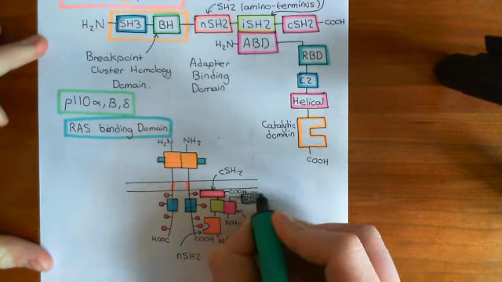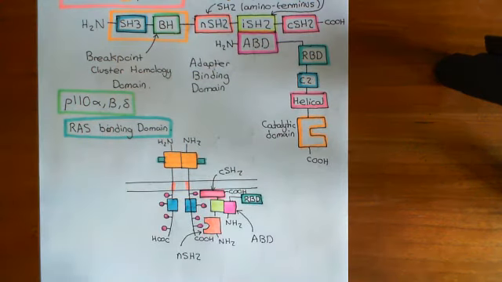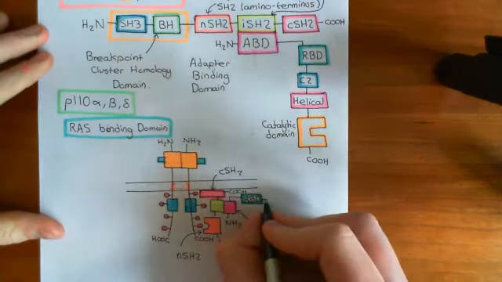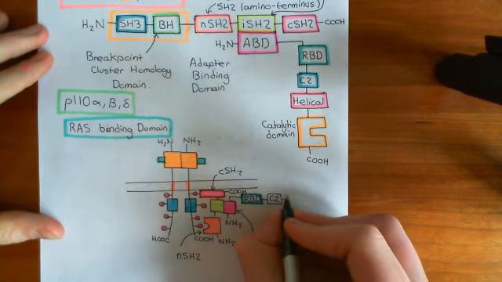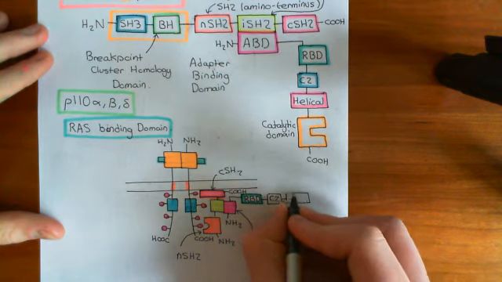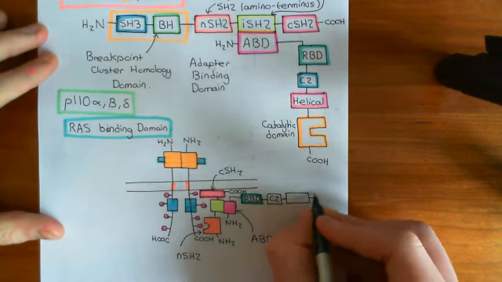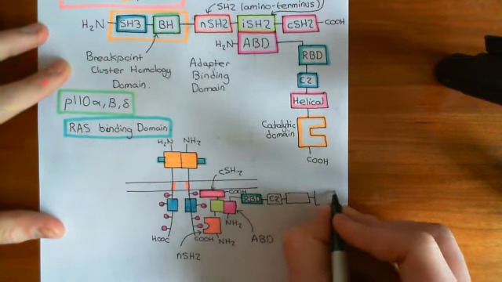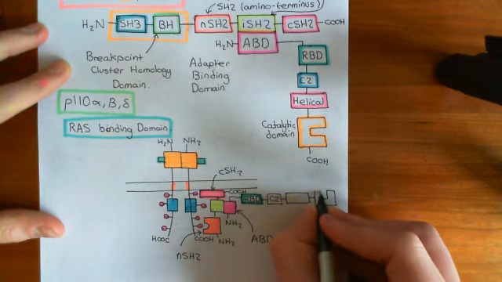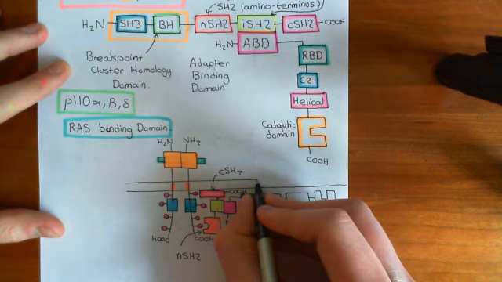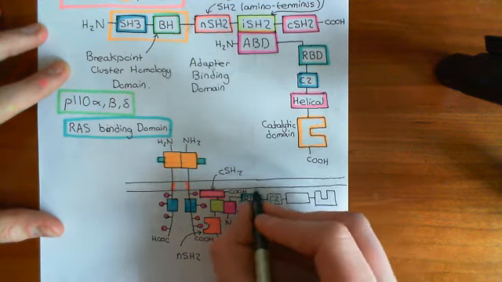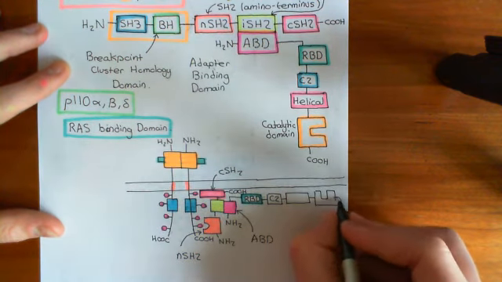Okay, after that you've got this C2 domain, which again isn't going to play a very important part, and then after that the helical domain. Okay, and then the really important portion, which is the catalytic portion. So we'll have our catalytic portion now perfectly in position to work on the PIP2 molecules, which are in the inner leaflet of the phospholipid bilayer.